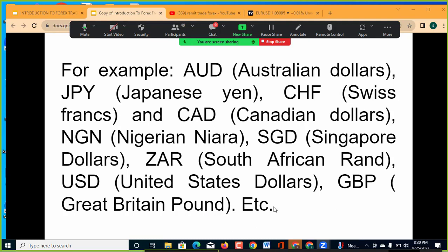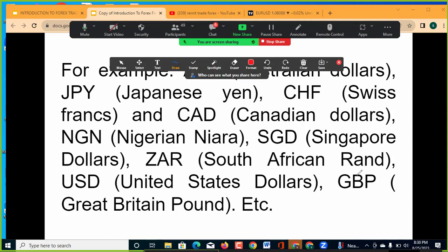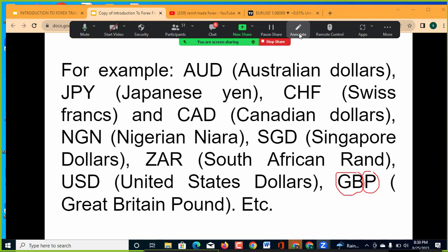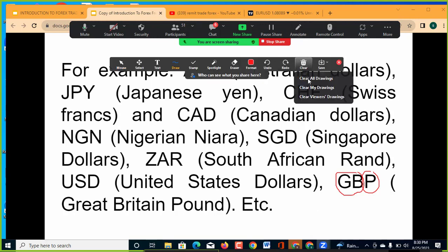You don't need to struggle yourself. Just identify the first two letters as for the country, while the last one is the name of the currency. In this case, like I said earlier, this is Great Britain and then the pound. So anything within the British colony right now, the four countries, uses pound as their currency. So take note of that.